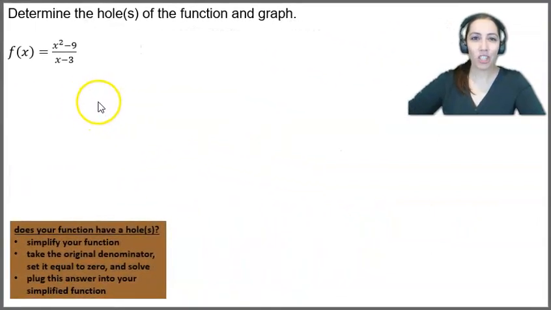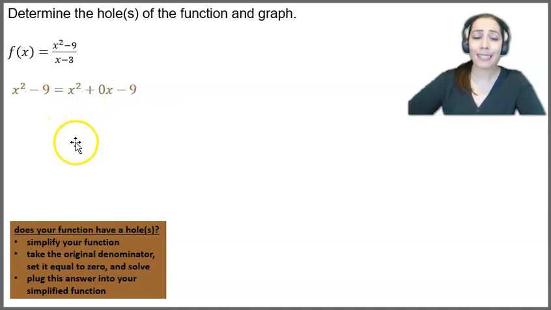Now that we have Chloe's cheat sheet notes, let's go ahead and determine the hole of this function and graph it. Now, the first thing that Chloe let us know if we're trying to figure out if our function does have a hole is to simplify the function. So we have f of x equals x squared minus 9 over the quantity x minus 3. I can see that in my numerator, x squared minus 9, this can be factored down a little bit more.